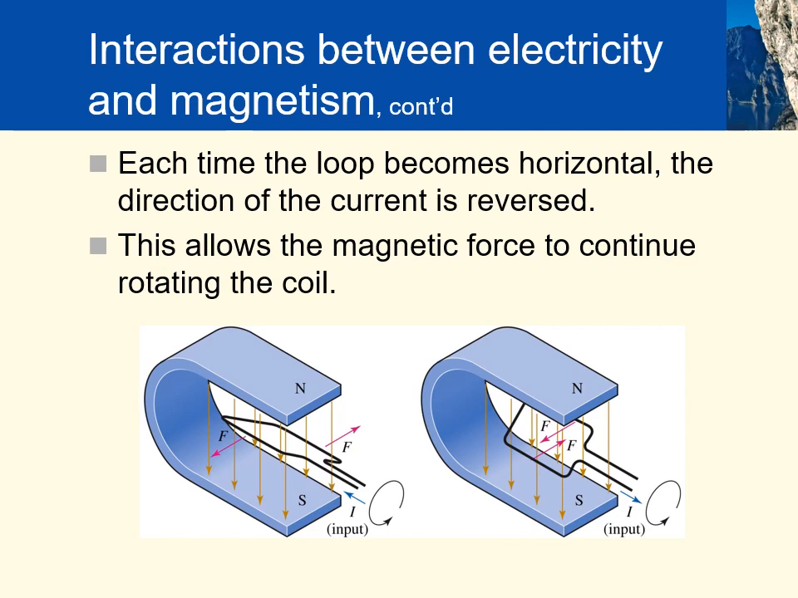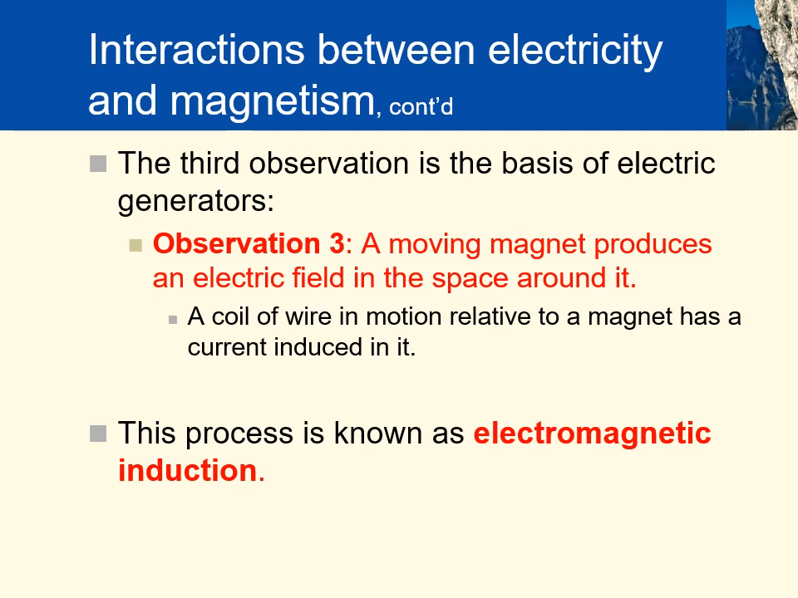If we want to keep the coil continuing to rotate, we have to reverse the current each time the loop becomes horizontal. Now we'll talk about the third observation, which comes from the interaction of electricity and magnetism, and which is considered the basis of the electric generator. Before I talk about this, I'll just remind you of the first observation. We mentioned that a moving electric charge produces a magnetic field around it. So the scientists started asking themselves why we can't produce an electric field from a moving magnetic field. So this is the third observation: a moving magnet produces an electric field in space around it, a process known as electromagnetic induction.